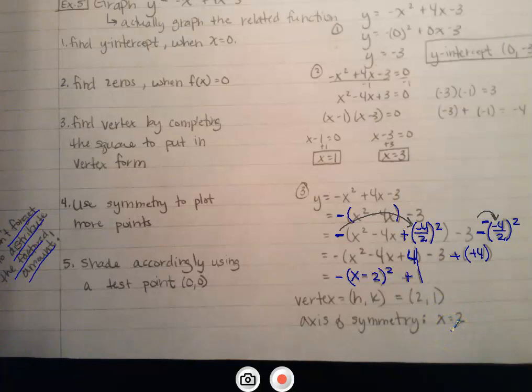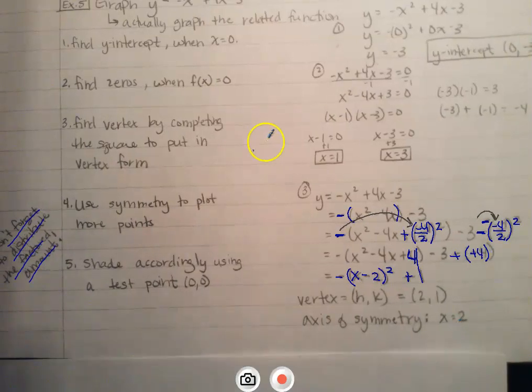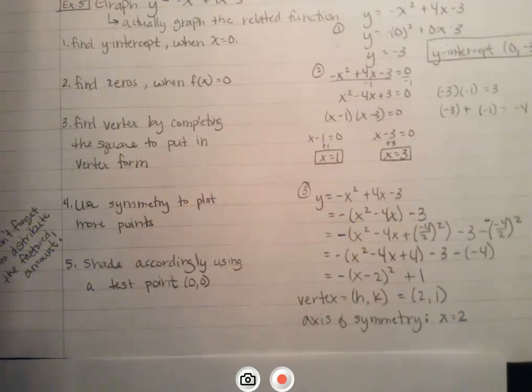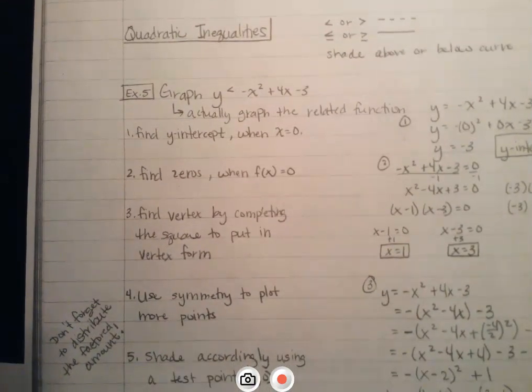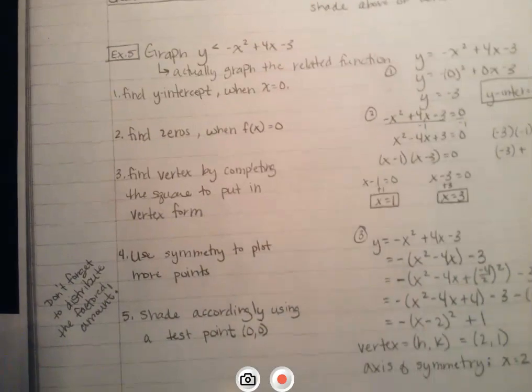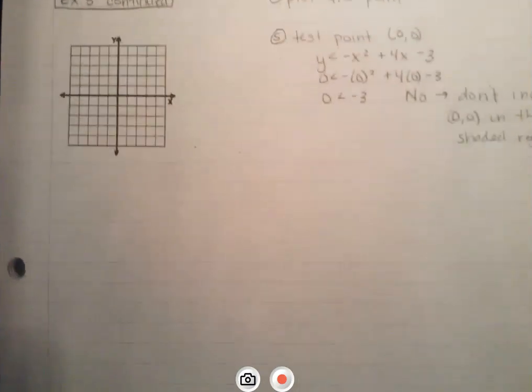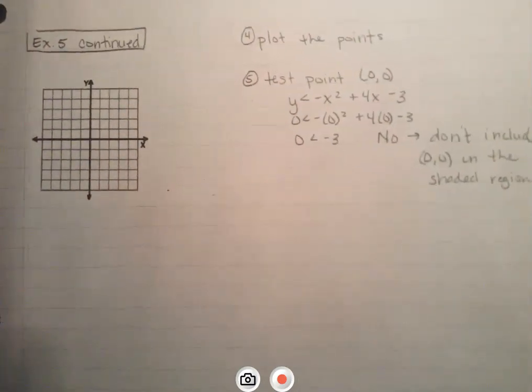So step 3 probably takes the longest. Again, I know that's where we're kind of struggling, or we've been struggling, and that's the newest part. It's that completing the square and then completing the square with a twist that we've got to get in there. Okay, so go to your last page so we can graph this. Because it says use symmetry to plot more points. And then step 5 is to shade accordingly using a test point. So let's do step 4, the plotting the points.